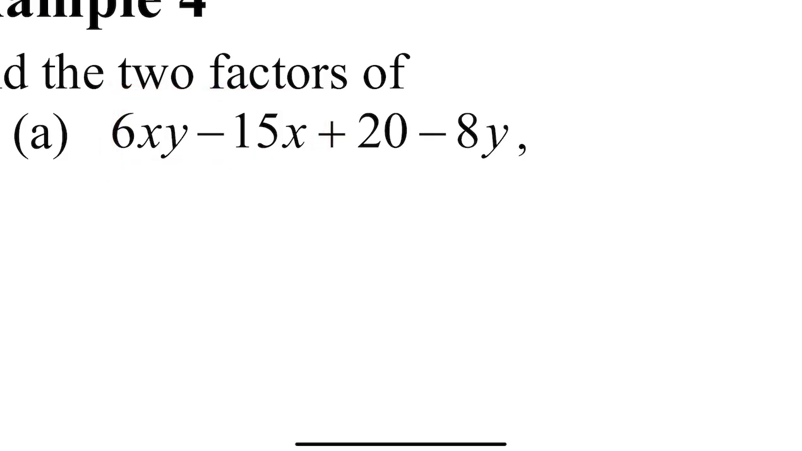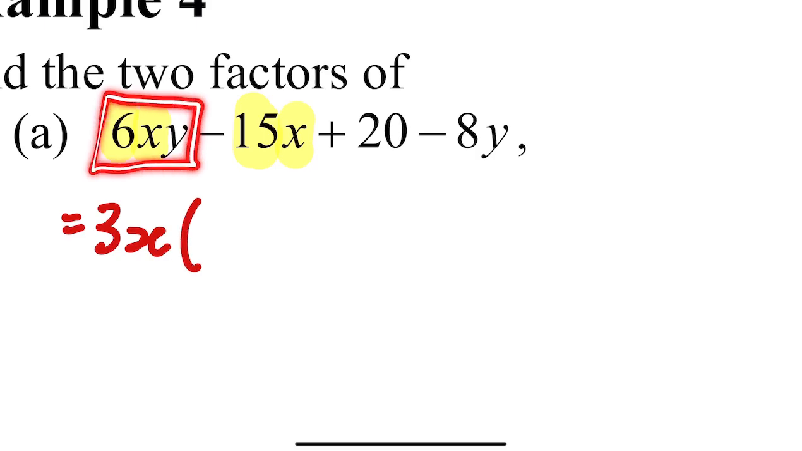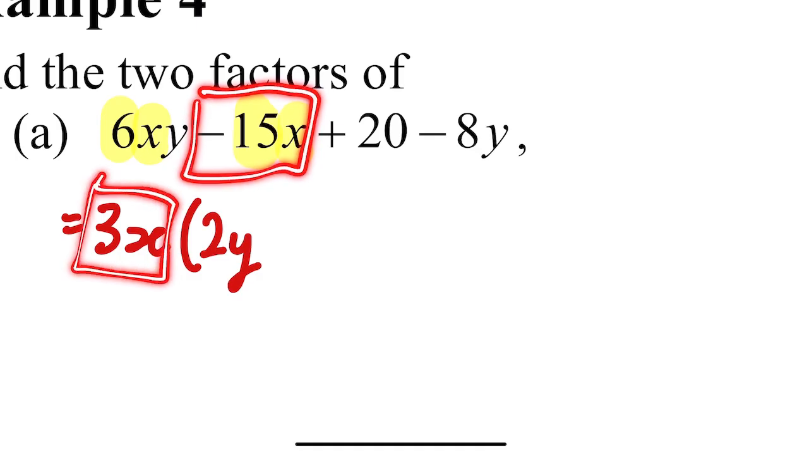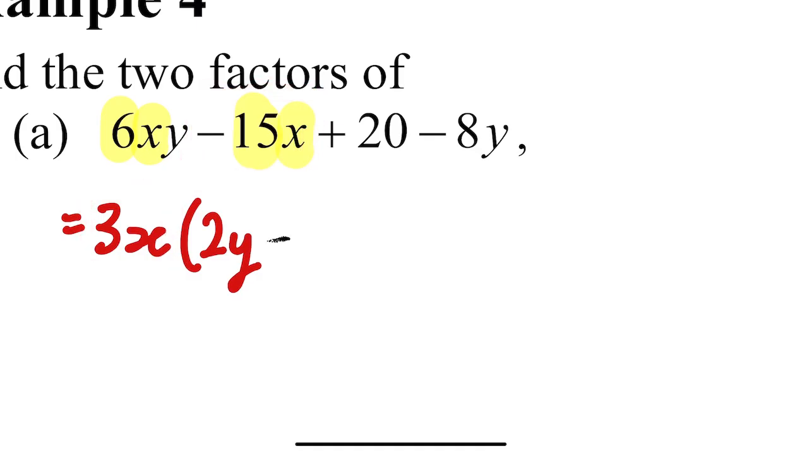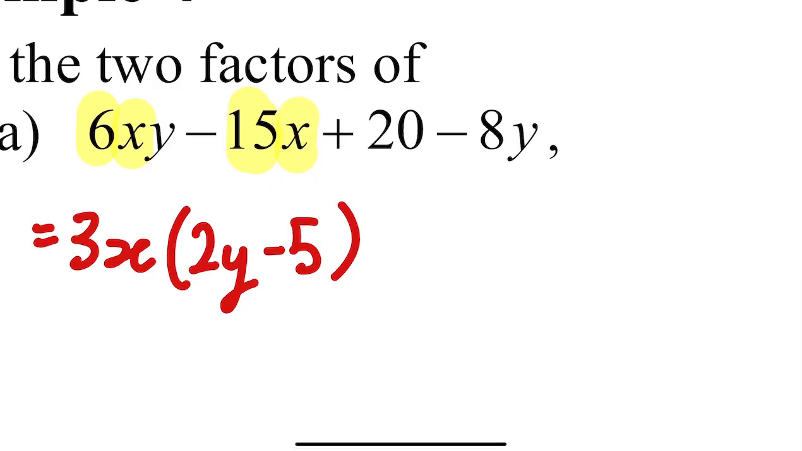Over here I have 6 and 15. The common factor is 3. I have x and x as well. So I can take out 3x. Therefore what am I left with? 6xy, divide by 3x, I'm left with 2y. Next thing here, negative 15x, divide by 3x, I'm left with minus 5. Then next thing over here, 20 and negative 8y.